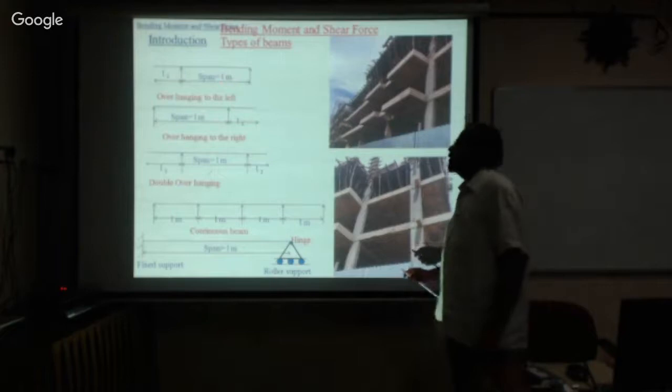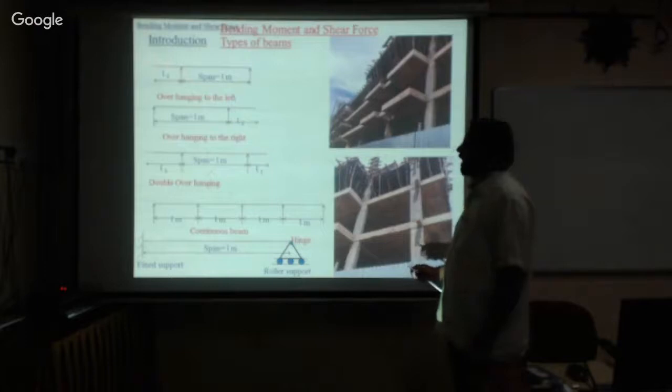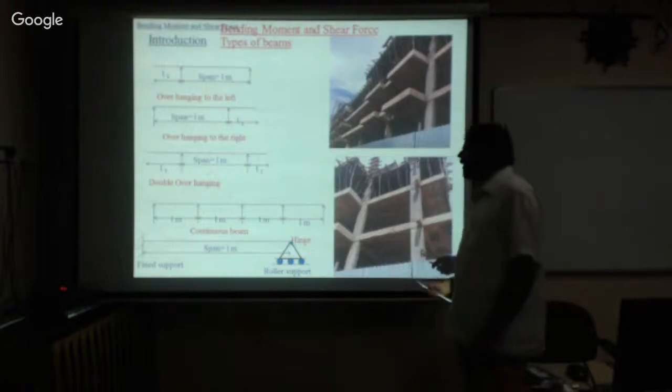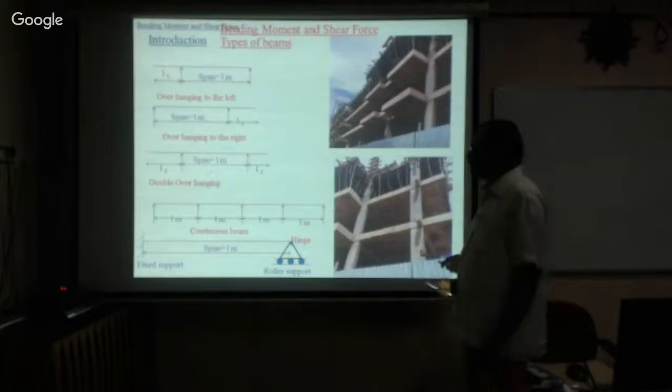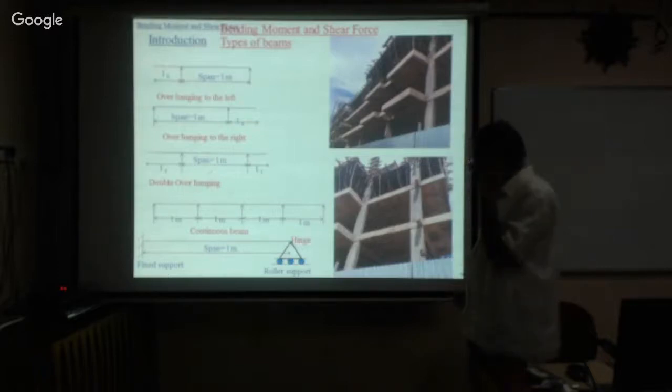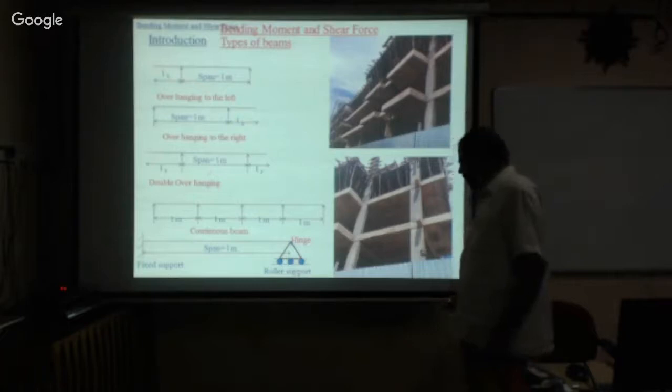Similarly, this is an overhanging beam. That is the simple support, and this is the overhanging portion. This is the L1 span length of the beam. Similarly, it is the right side overhanging, with the simple support and the overhanging portion. Sometimes we will come across beams with overhanging to the left and overhanging to the right, and these kinds of beams are continuous beams. And this is another type of beam, with a fixed support and the other a hinge, where some deflection is allowed at the support, and this is called a roller support.